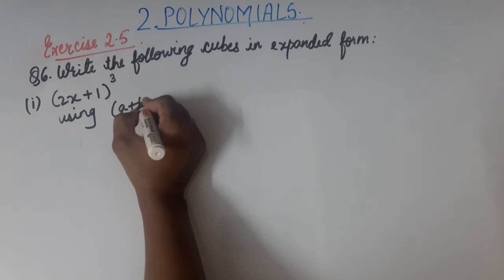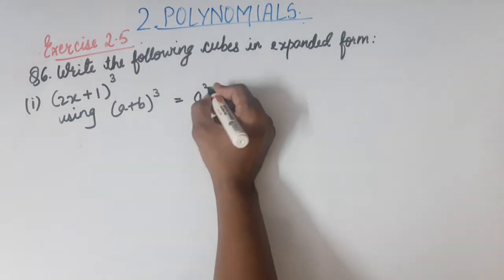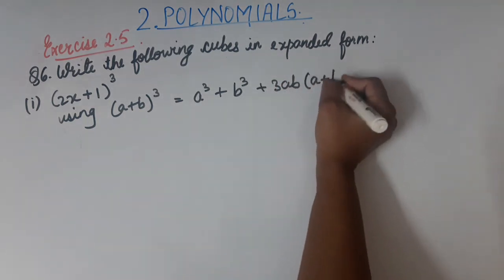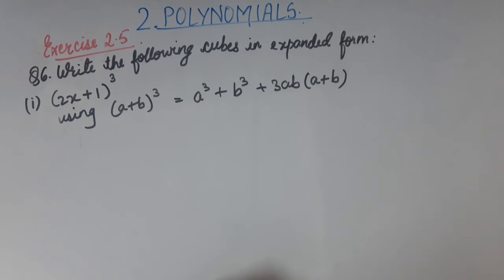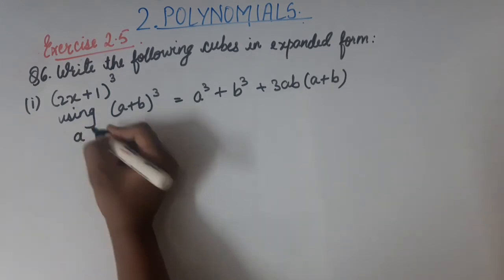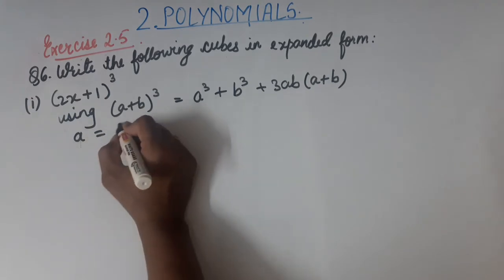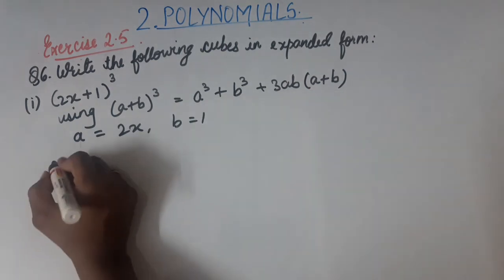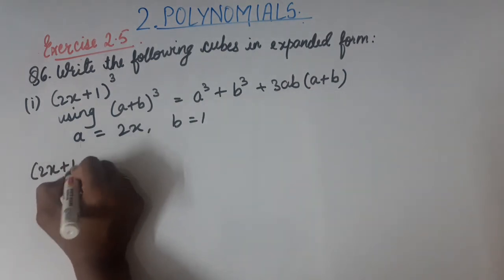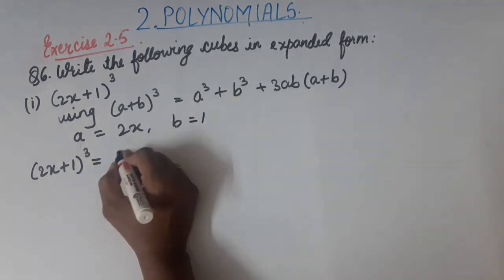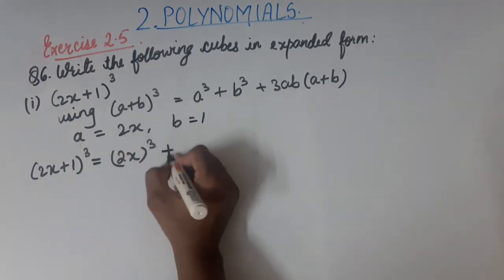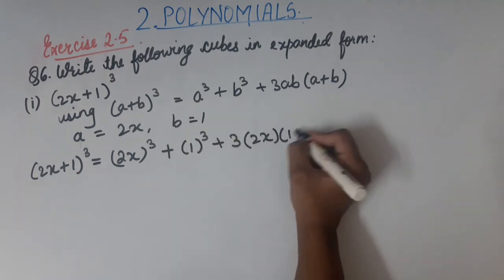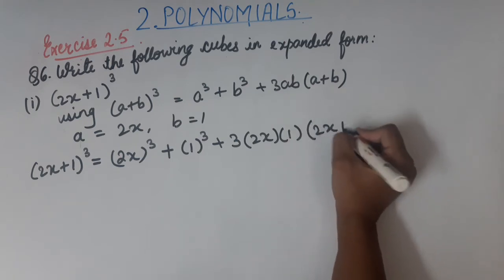So using which identity you can expand this? Using a plus b whole cube, which is equal to a cube plus b cube plus 3ab in bracket a plus b. Right? This identity you can use to expand this cube. Right? So here compare and tell me what will be a. Yes, a is 2x and b is 1. Right? Now just put the values in the formula. You will have 2x plus 1 cube equal to a cube, that is 2x cube, plus b cube, that is 1 cube, plus 3 into a is 2x, b is 1, into a plus b is 2x plus 1.